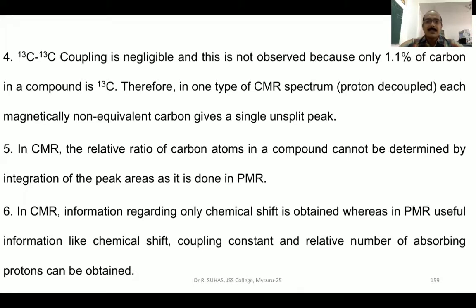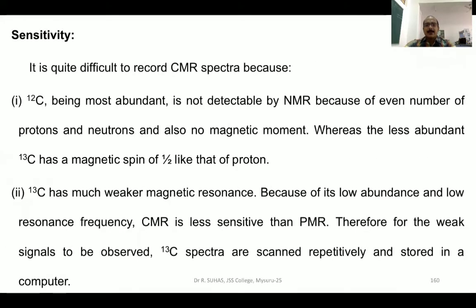The last difference between PMR and CMR is that in proton NMR, you get different kinds of information from the spectrum, like coupling constant, chemical shift, and also the relative number of absorbing protons. So how many different types of protons are present in the molecule? All three pieces of information can be obtained by looking at the proton NMR spectrum, whereas the CMR spectrum gives only the chemical shift value and nothing much. So these are the major differences between PMR and CMR.